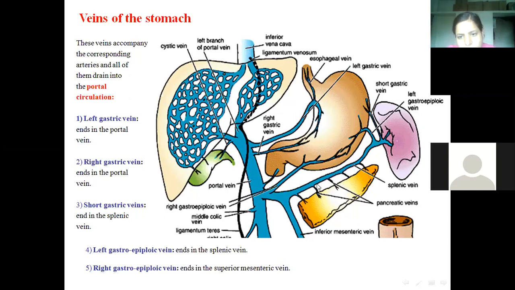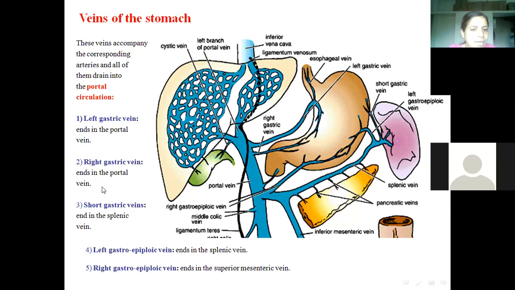See here, this is splenic vein. Into the splenic vein, inferior mesenteric vein joins. And this is the superior mesenteric vein, and superior mesenteric vein and splenic vein will join to form portal vein. So into the portal vein, left gastric vein, right gastric vein, so many veins are draining. So veins of the stomach correspond to the names of arteries, you can draw the veins in the same place. Left gastric vein, it drains into portal vein.